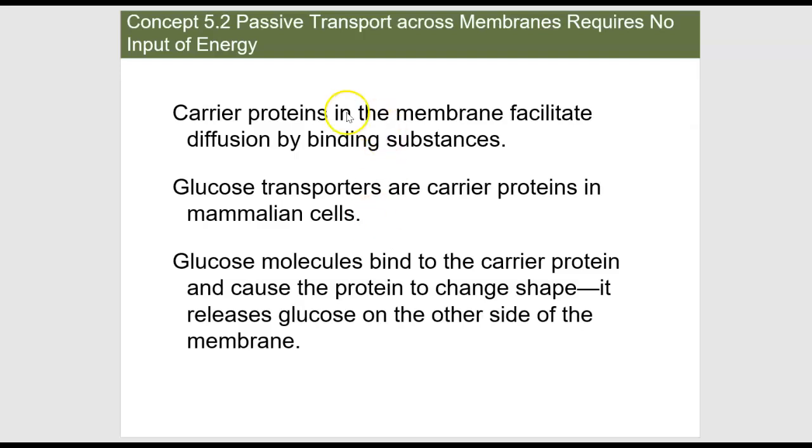There is also passive transport by things called carrier proteins. Now, a really important carrier protein is the glucose transporter. Our cells want glucose. They will do a lot of things to get glucose to come into the cell and to stay there. So glucose will bind to specific carrier proteins, causing the protein to change shape, and it's kind of a way to get it right into the cell.